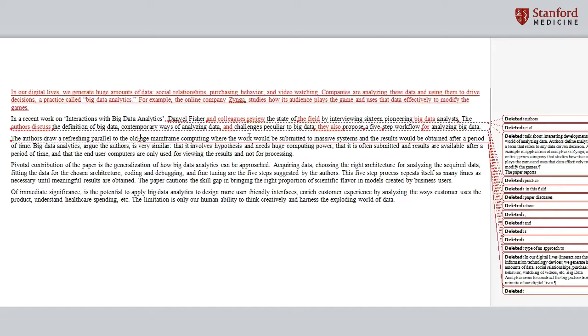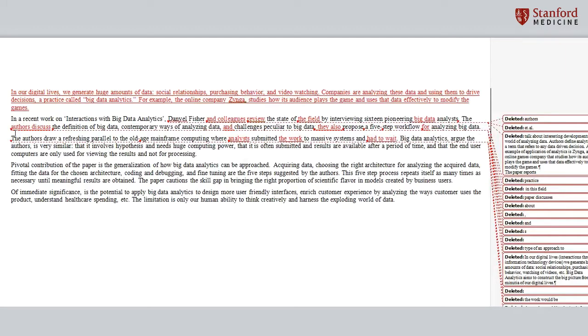So to put this in the active voice, we would say the authors draw a refreshing parallel to the old-age mainframe computing, and then I'm going to say who submitted the work. So where analysts, notice the would be submitted is passive voice, where analysts submitted the work to massive systems and had to wait for a period of time to obtain results.